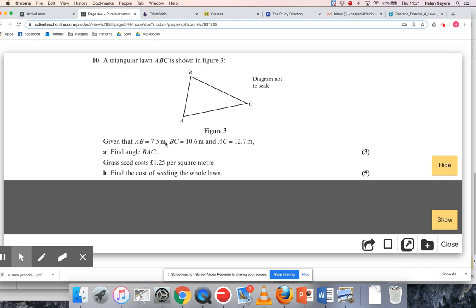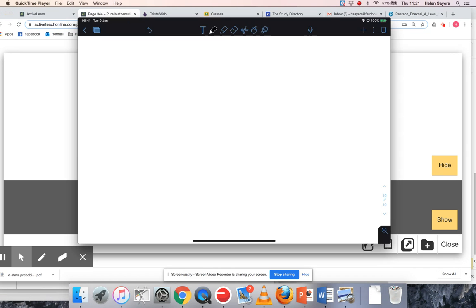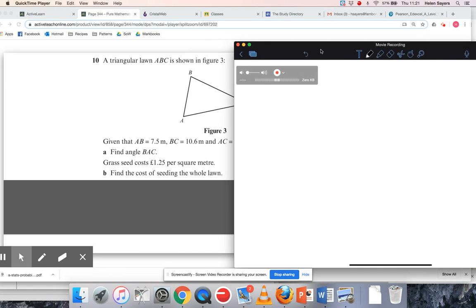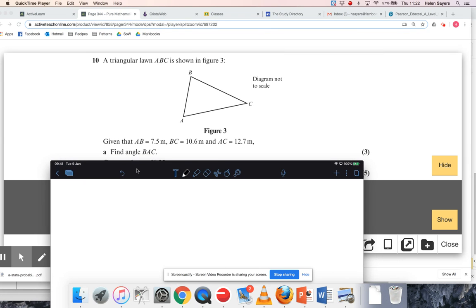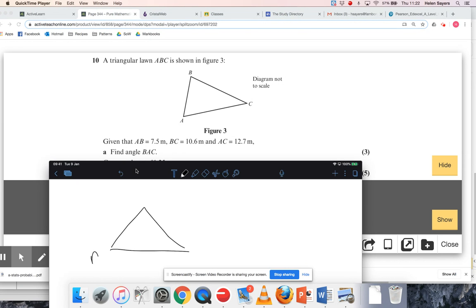So if I'm given 3 lengths, it's going to have to be cosine rule. Okay, because to use sine rule, I need at least one pair of opposite sides and angles. So let's get that triangle drawn or roughly sketched out. So it's A, B, C. AB is 7.5, BC is 10.6, and AC is 12.7. Okay, so that's all I really need.